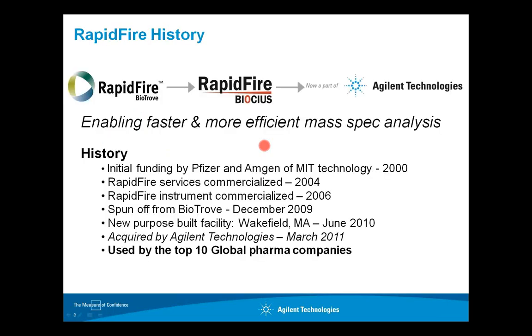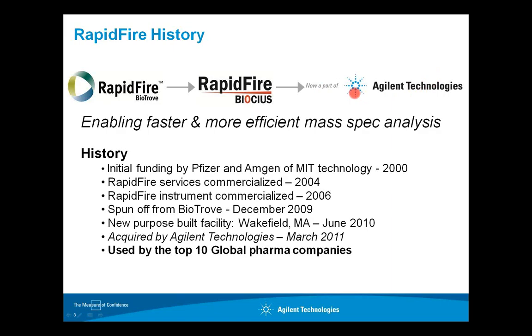So this slide is meant to show you that RapidFire has been in the industry and available for several years. Our first instrument was placed in 2007. However, there's been an evolution. The RapidFire instrument was first part of the company Biotrove. This company spun out in 2009 to form Bioceus Life Sciences. And then almost a year ago, on March 1st, Bioceus and the RapidFire technology was acquired by Agilent Technologies.